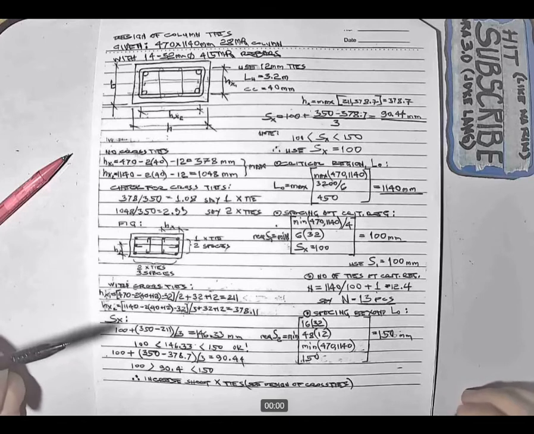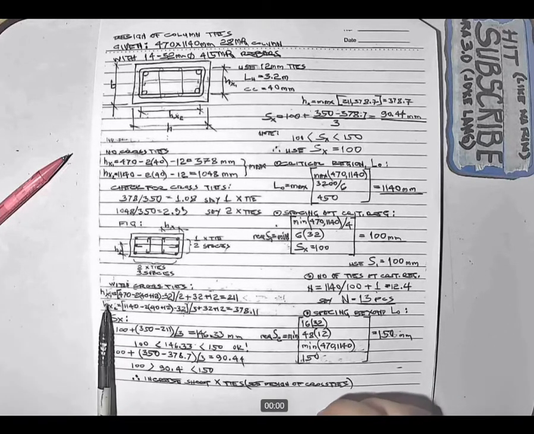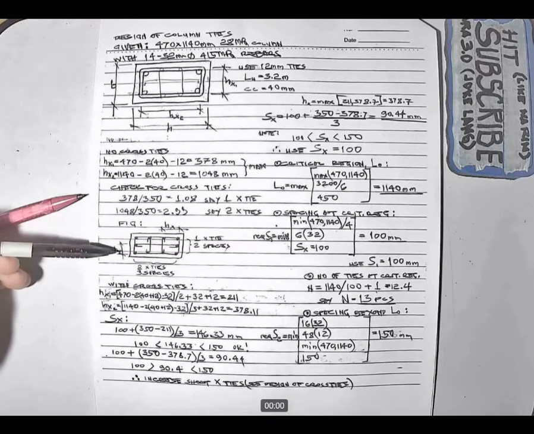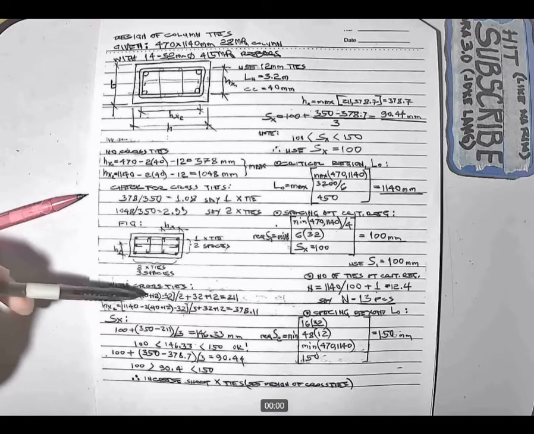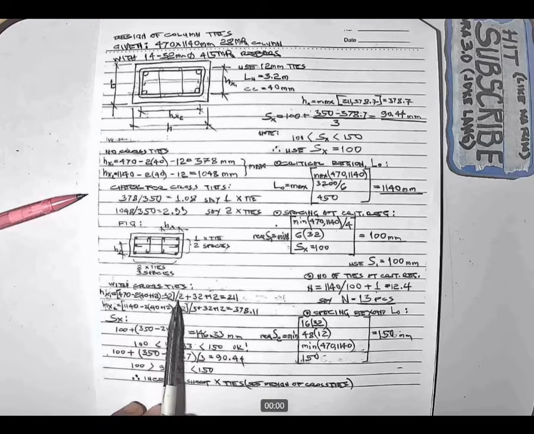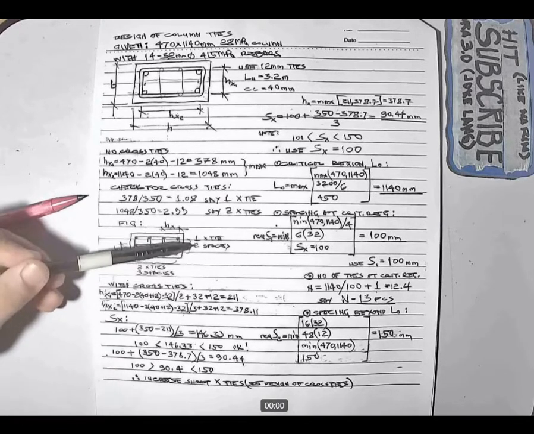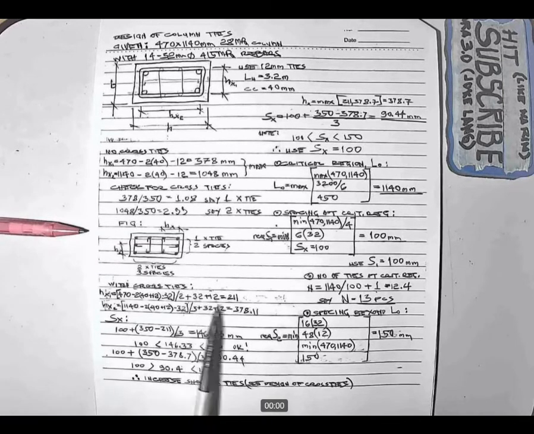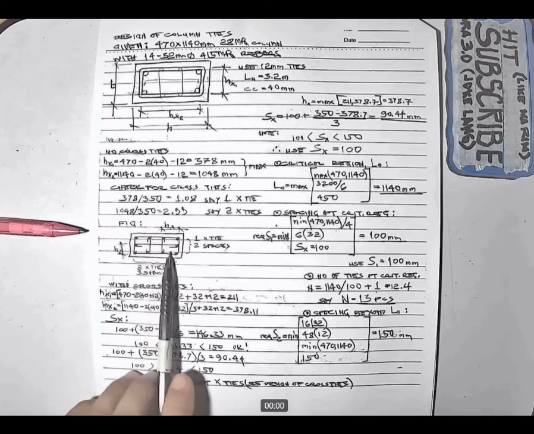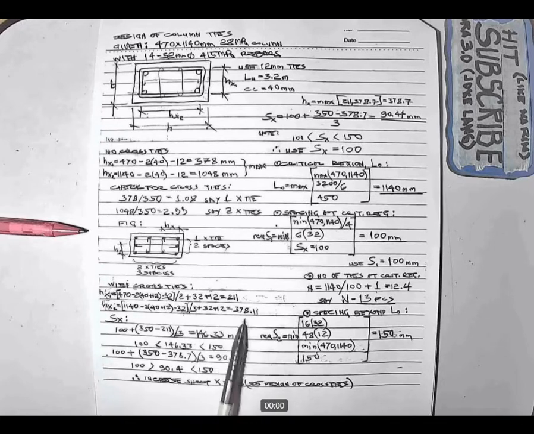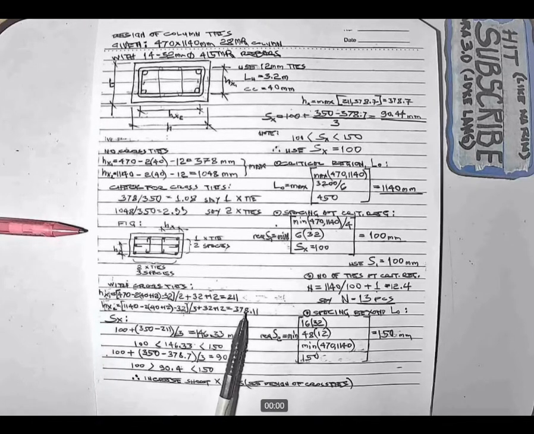Now, let's check the HX with cross ties. So, our HX1 is 470 minus 2 times the quantity 40 plus 12 minus rebar diameter divided by 2, because we have 2 spaces. Okay? Plus 32 plus 12 will give you 211. Then for HX2, you have 3 spaces, so divided by 3. So, 378.11. Take note that this is still greater than 350.